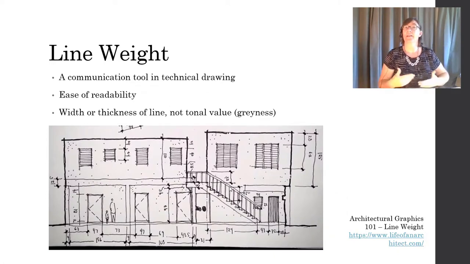Next, let's talk about line weight. Line weight is another communication tool used in technical drawing and in representative drawing. And it's used for ease of readability and to set items apart from each other. And when we're talking about line weight, by the way, we're talking about the width or the thickness of the line and not whether it's black or gray, right? We're assuming that all lines are of equal tone, they're all black, and this is whether they're thick or thin.